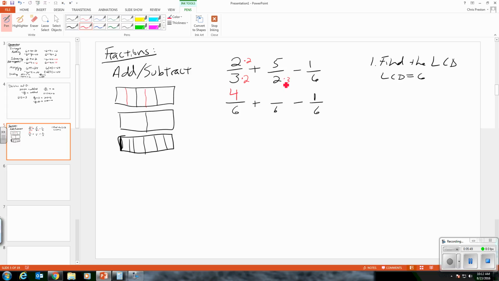And then same idea here. I'm going to multiply the 2 by 3 to make it a 6. So I'm going to multiply the top by 3. So 15/6. And now, once I get these sizes all to match, everybody's size 6, then I can start, oh, these are how many pieces I have on top. So I can just start adding and subtracting the top. So 4 and 15 give me 19 over 6. And then 19 minus 1 gives me 18 over 6.